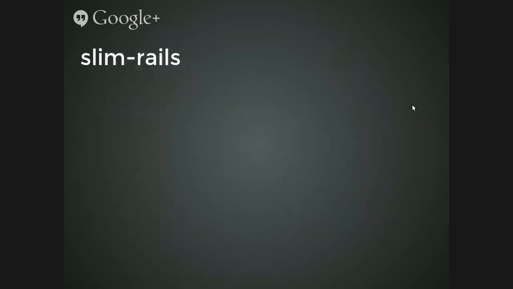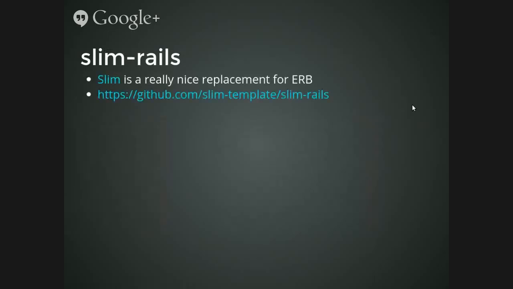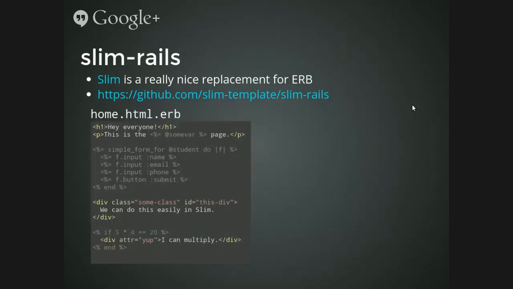So Slim Rails. Slim is pretty cool. Essentially, it's a replacement for ERB. I don't know what happened to the syntax highlighting here, but one thing I don't like about HTML is that it's repetitive, in that you have to do div and then close div, and do and then end, and h1 and slash h1. What Slim basically does is it does away with all the greater than, less than signs and the closing tags.